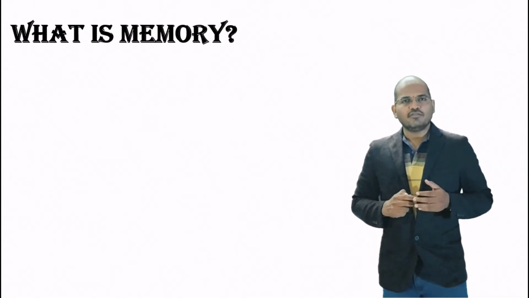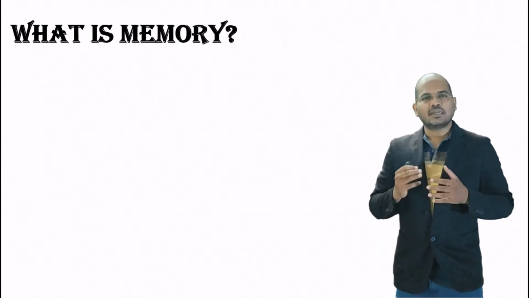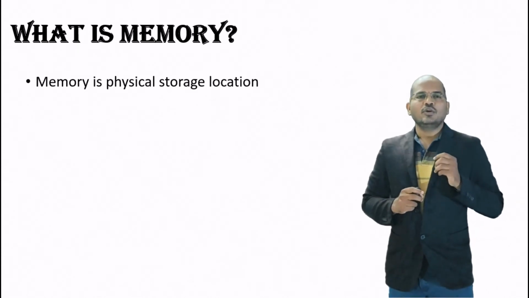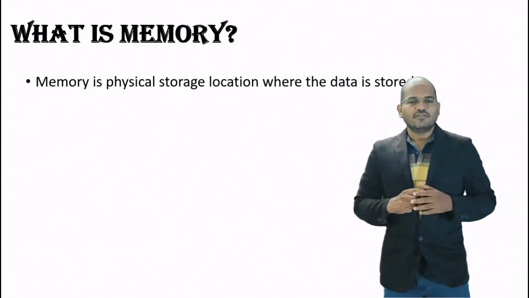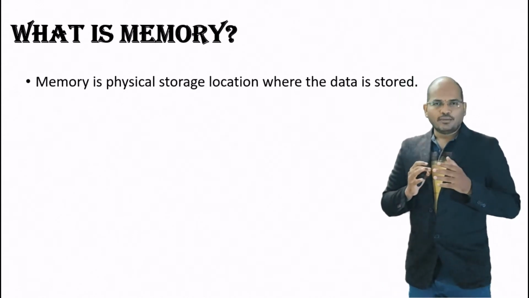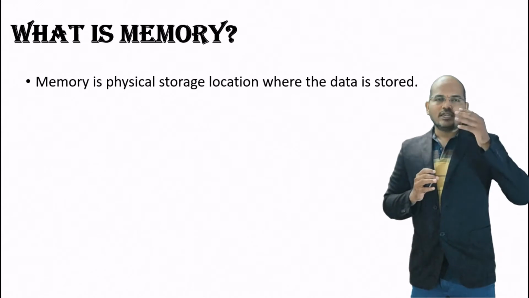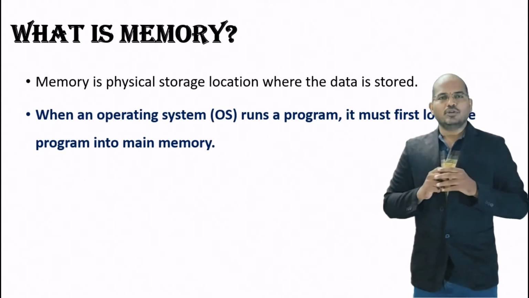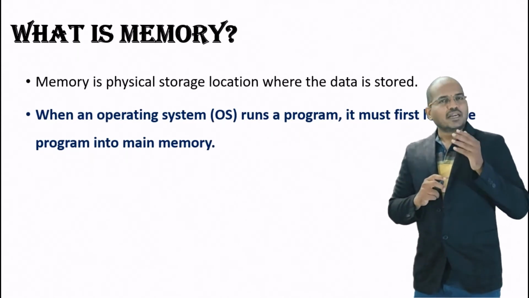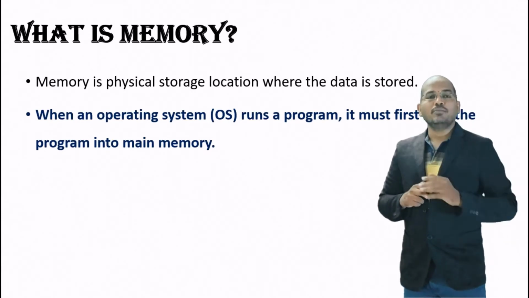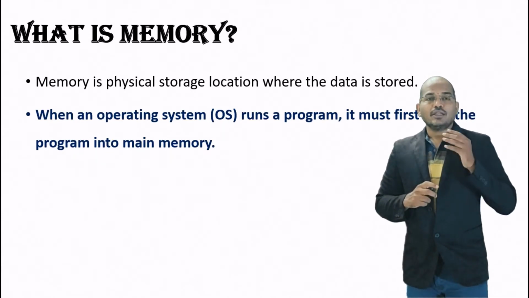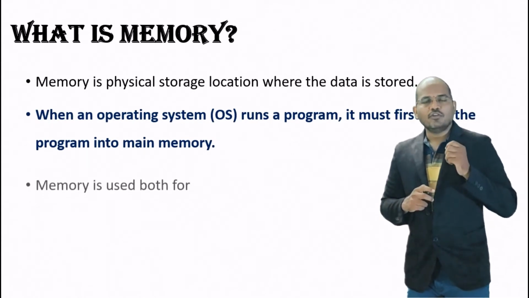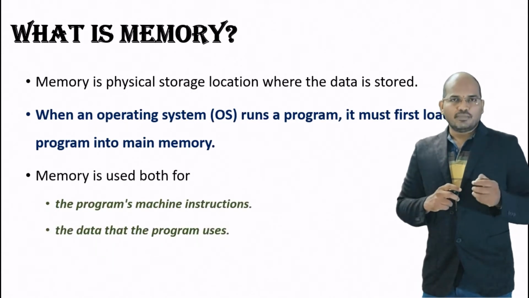Coming to types of memory, you speak about primary memory, you talk about secondary memory and so on. But making it short, memory is a physical storage location where the data is stored. Now, when you want to run a program, the operating system should assign some memory space to load the program in main memory. So when an operating system runs a program, it first loads the program into main memory, and we can use memory to store the machine instructions. We also use memory to store the program data.